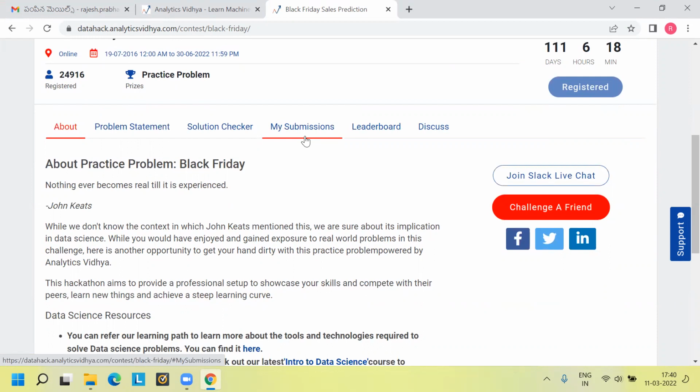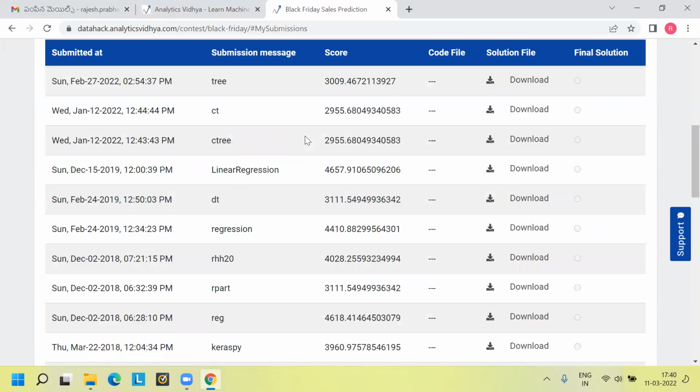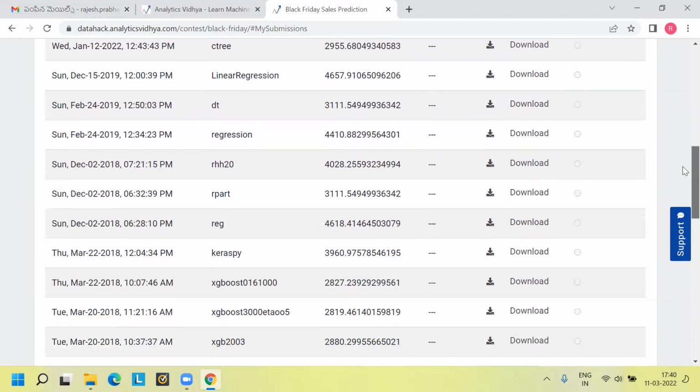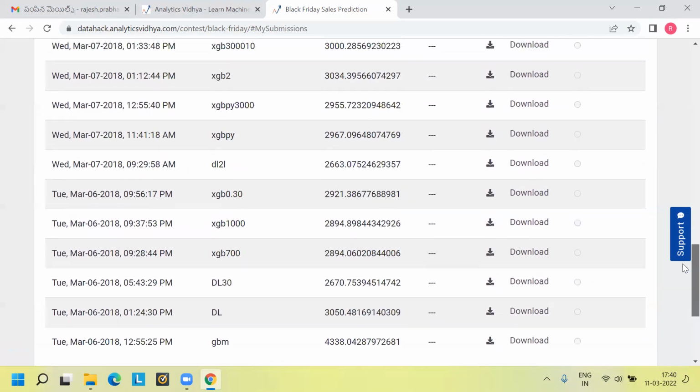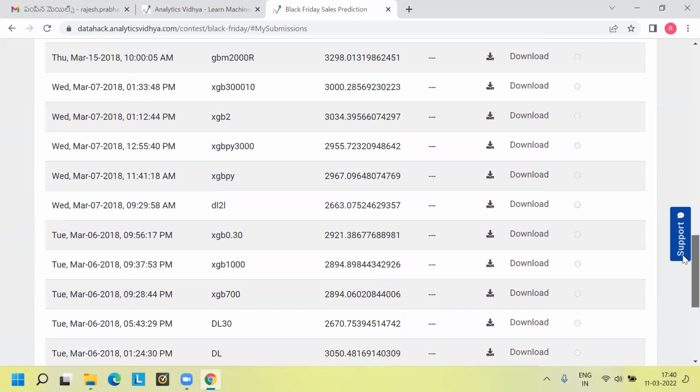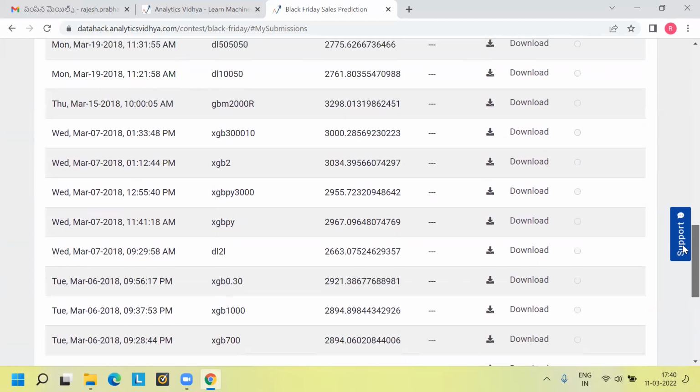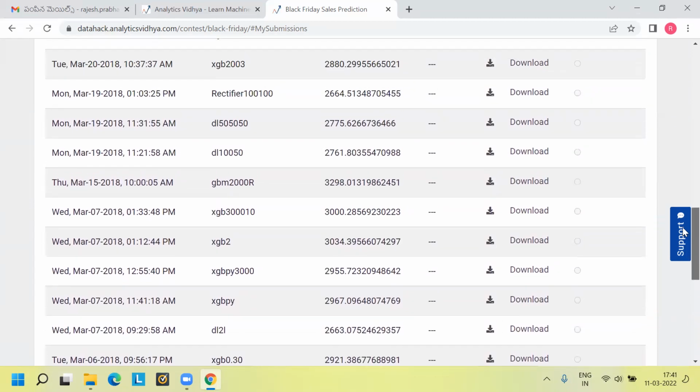Take the user ID same, the ID is unique, right? If it is 5 lakh IDs, the model will not fit, the model cannot fit. So Black Friday, my lowest score is 2663.